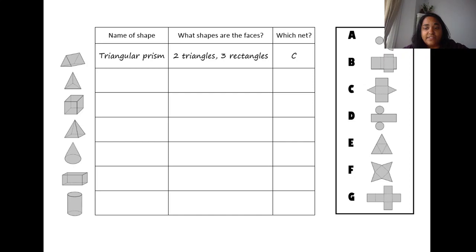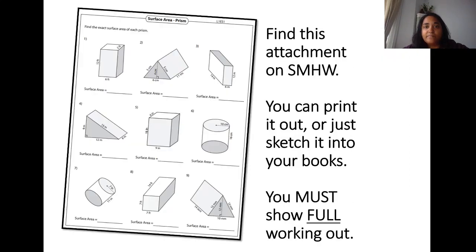And once you've completed that, this is your next task. Okay, this is surface area of a prism sheet. I am going to attach this sheet on to show my homework. It is up to you whether you print it out or you can just do a sketch into your books. And I would like you to show full working out for all of these questions.